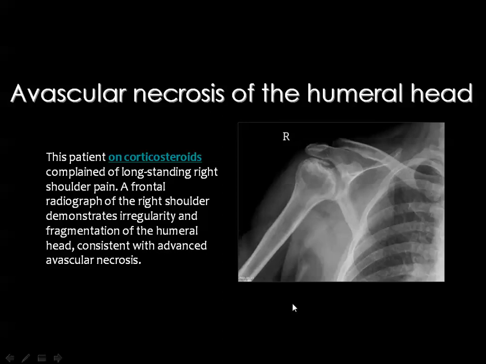Here you can see a plain X-ray of the right shoulder. You can see that the humeral epiphysis is collapsed, fragmented, sclerotic, and there are some fissures within the humeral head, which are the common features of avascular necrosis in the head of the humerus, as well as anywhere in the human body.